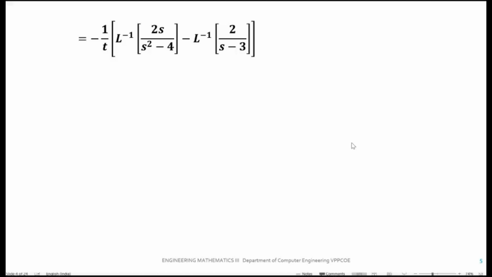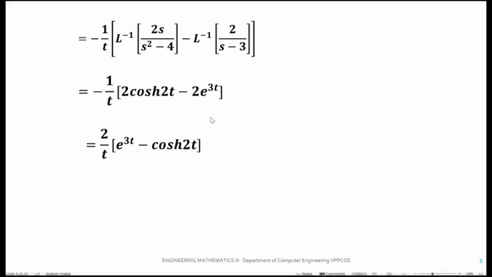So what is the L inverse of this? 2s upon s square minus 1, s square minus 4; the 2 is a constant, which can be taken out. L inverse of s upon s square minus 4 will be cos hyperbolic 2t, and again 2 is the constant. 1 upon s minus 3 gives e raised to 3t. We can take the minus sign inside and 2 outside and simplify that. Okay, so 2 by t into e raised to 3t minus cos h 2t.